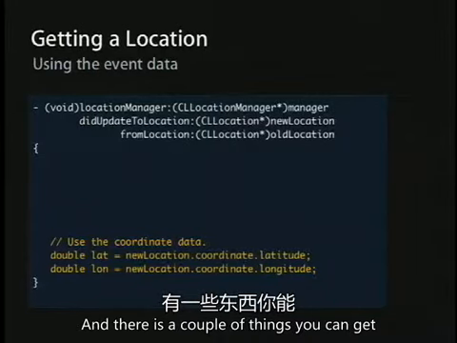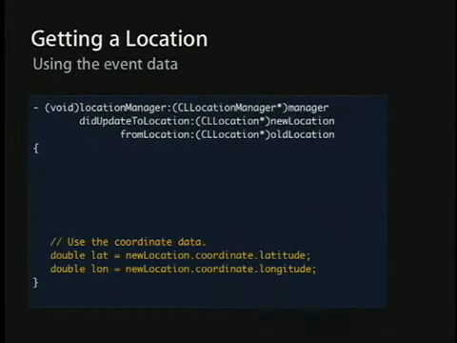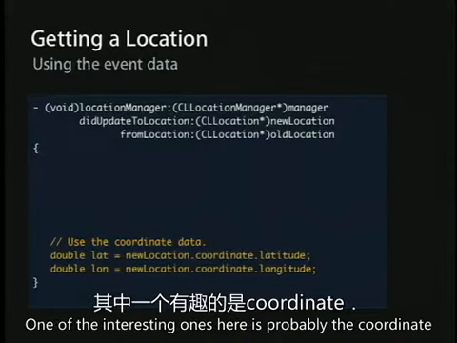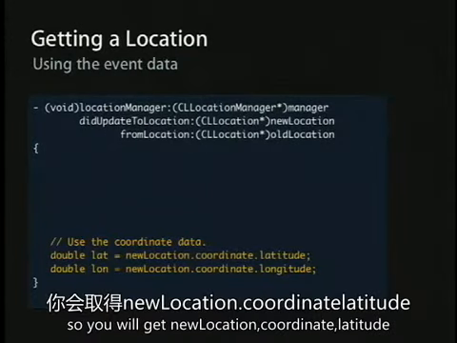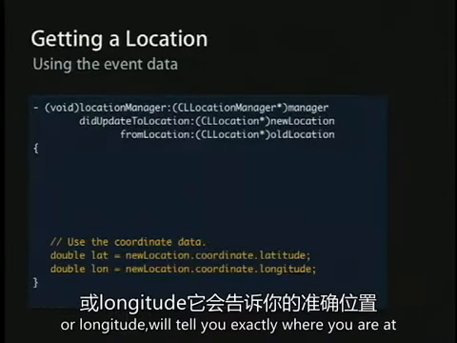And there's a couple of things you can get out of the location. There's actually more than a couple. There's quite a few. One of the interesting ones here is probably the coordinate in latitude and longitude. So newLocation.coordinate.latitude or longitude will tell you exactly where you're at.